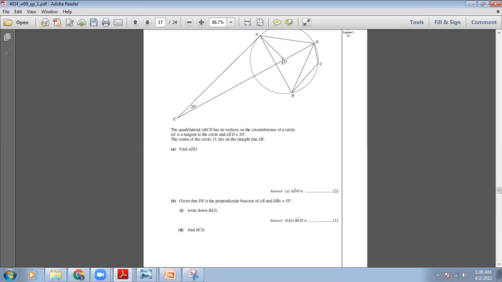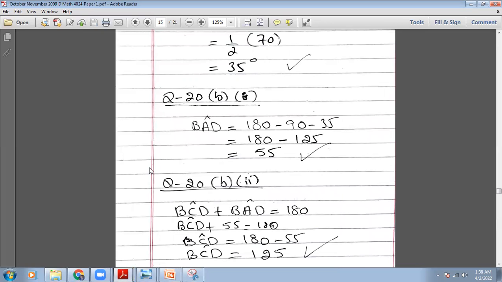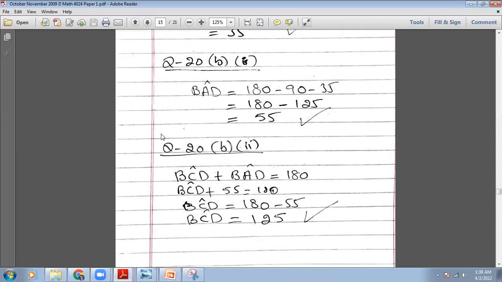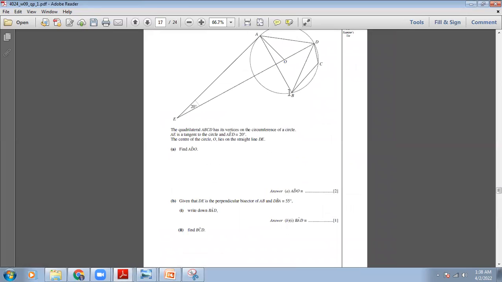So if I know this is 90, I know this angle, then I can find this BAD. Very simple. So BAD will be equal to 180 minus 90 minus 35. So it will be 180 minus 125, and that will be 55. BAD will be 55. I know this angle is 90 because he said that it's a perpendicular bisector. He used the word perpendicular bisector.